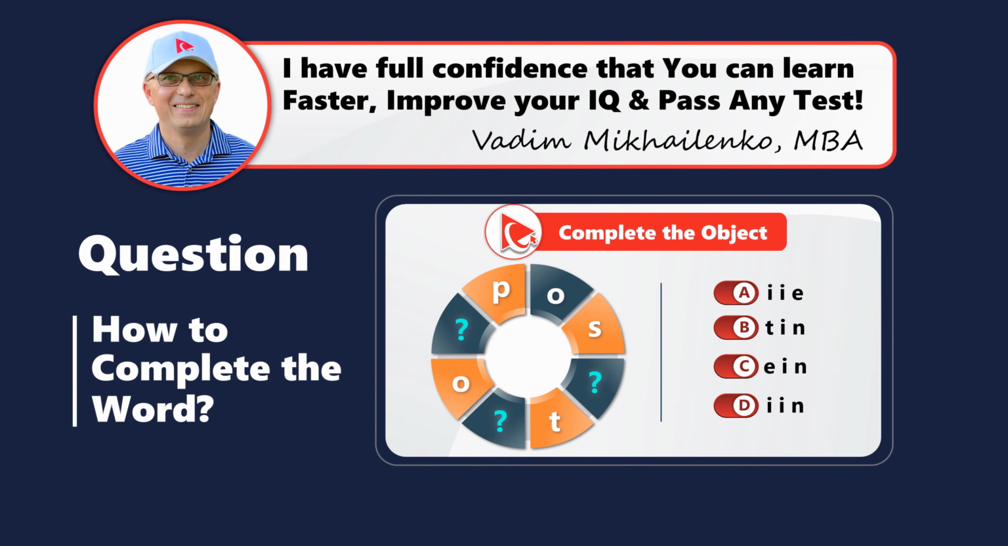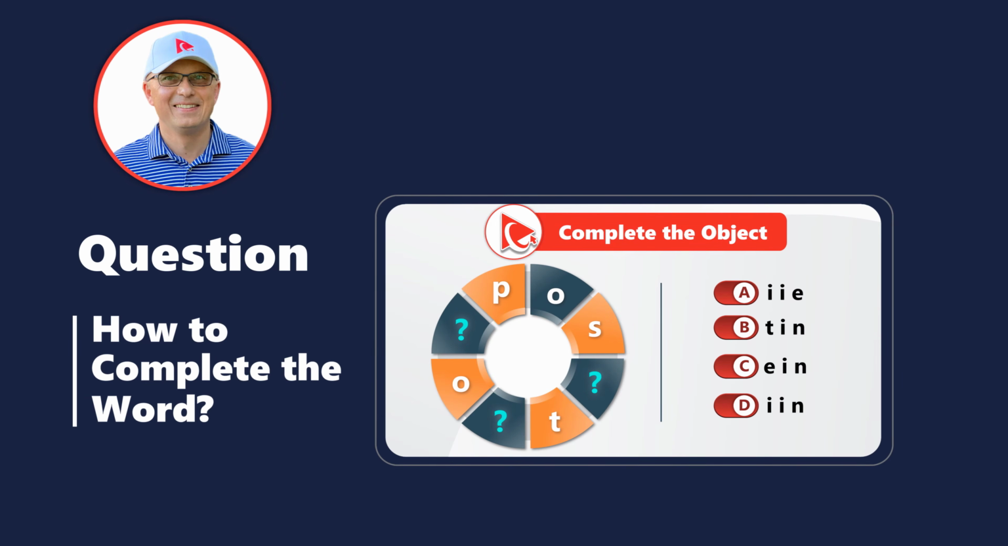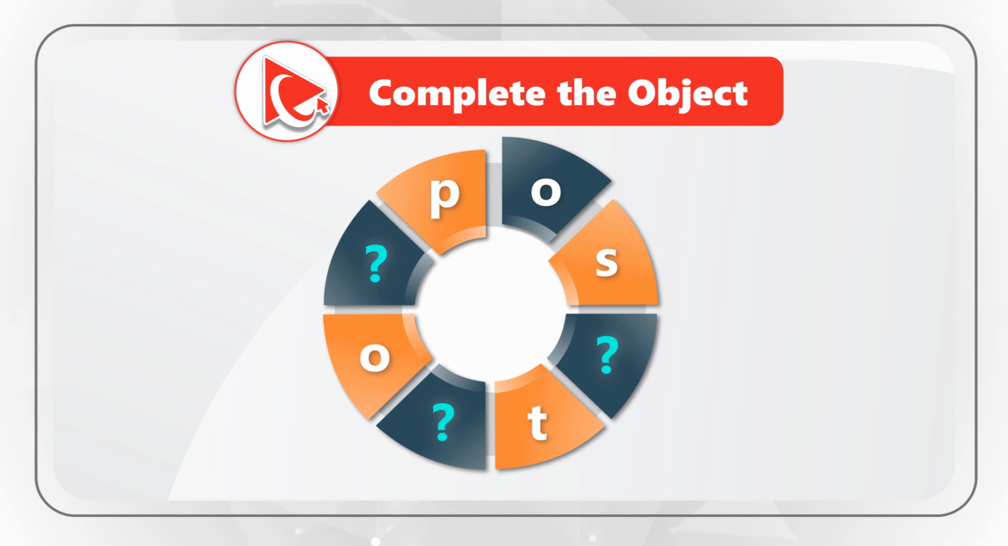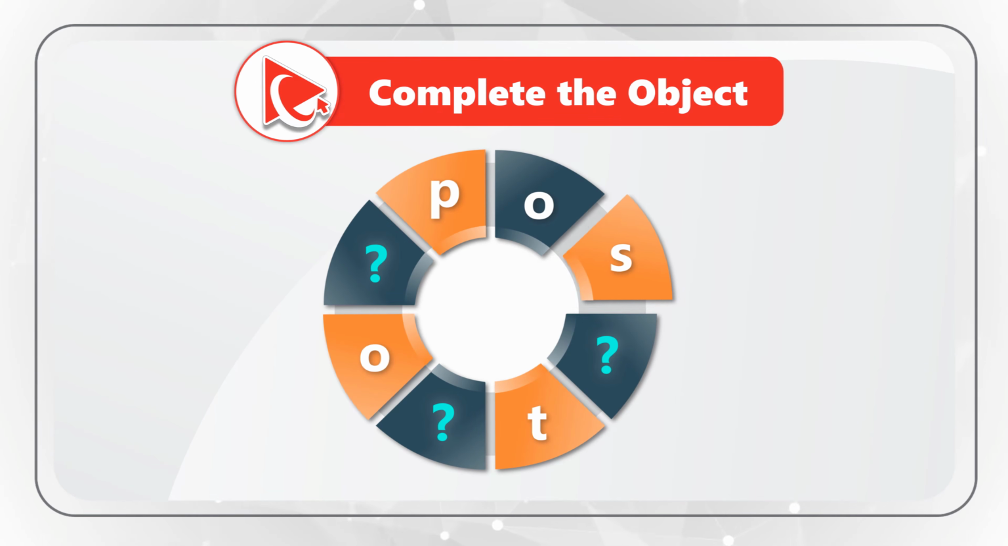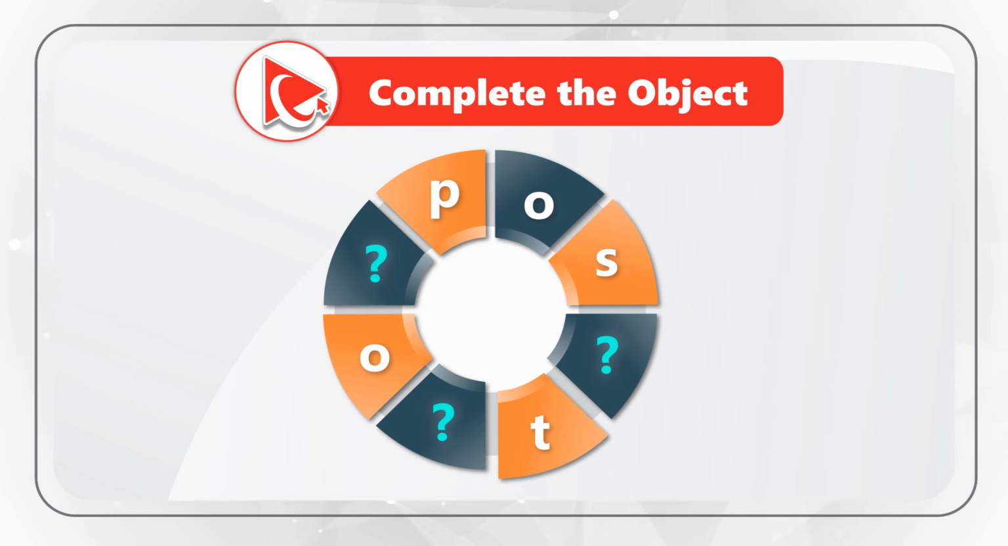Here's an amazing question with the answer that will definitely surprise you. You're presented with the circle broken down into the 8 parts. Each part has letters inside, and letters are O, S, then comes the missing letter, T, another missing letter, O, another missing letter, and adds in P.